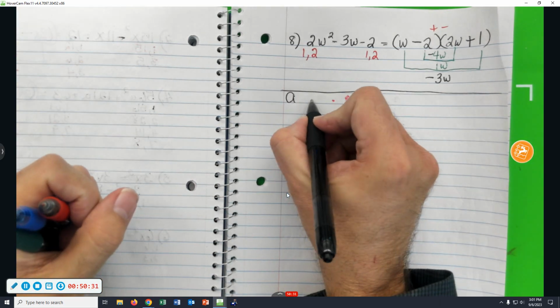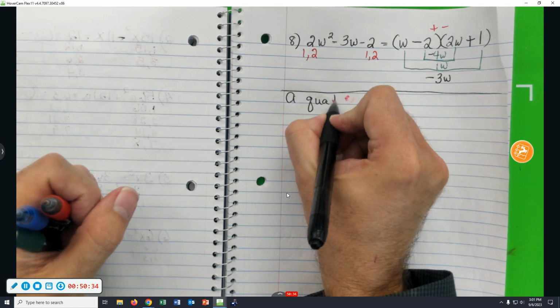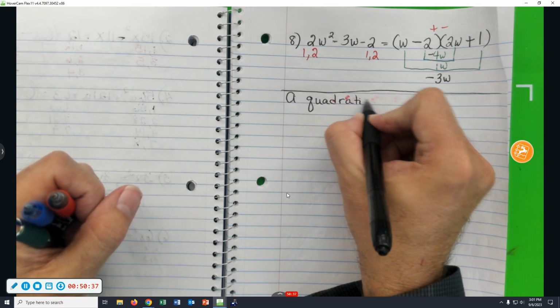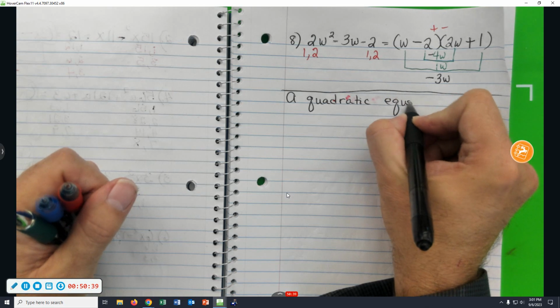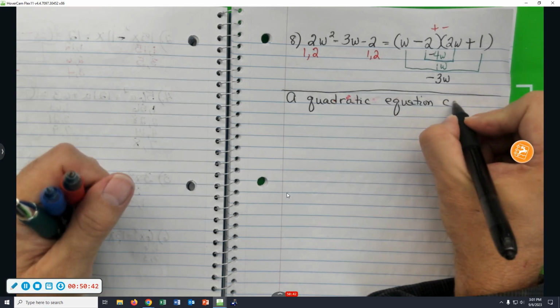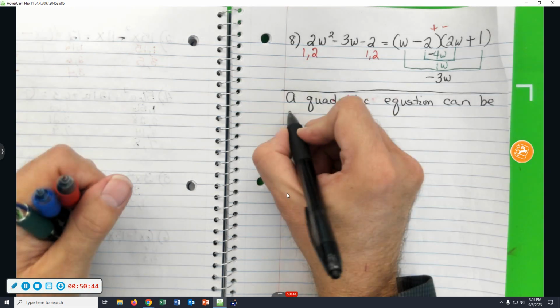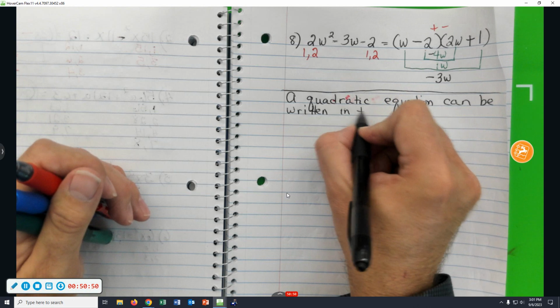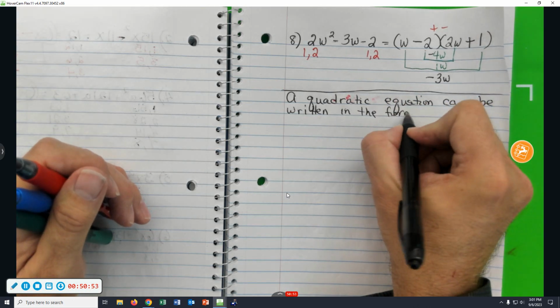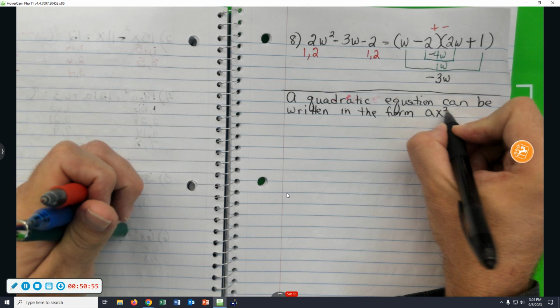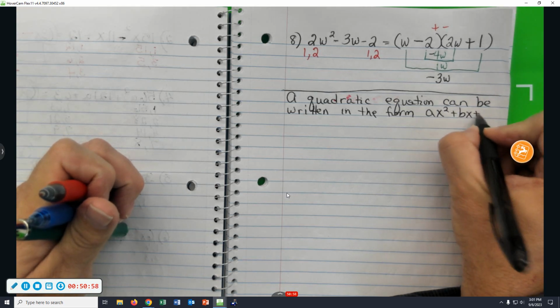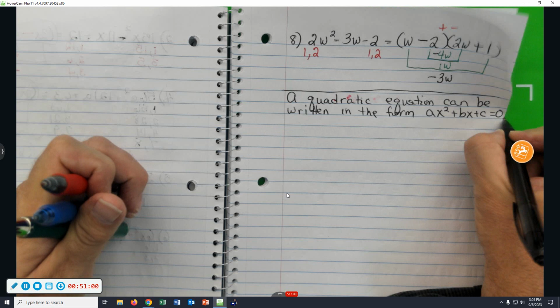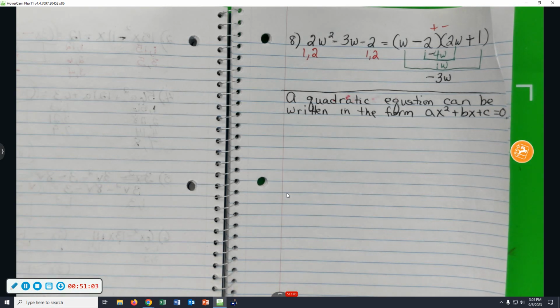I'm going to define what's called a quadratic equation. A quadratic equation can be written in the form ax squared plus bx plus c equals 0. Up until the next problem we do, number 10, those have not been equations.